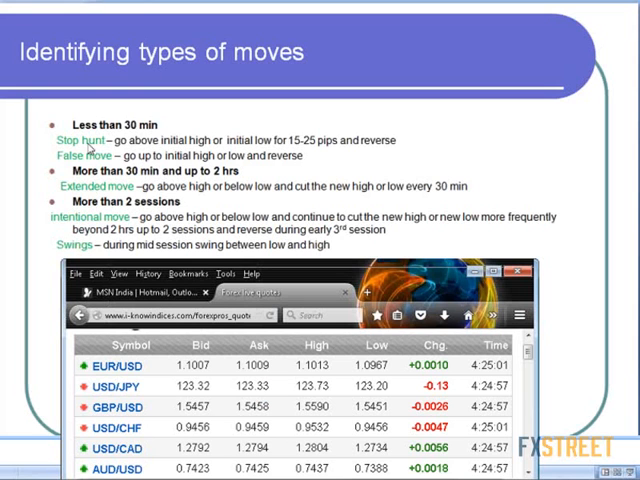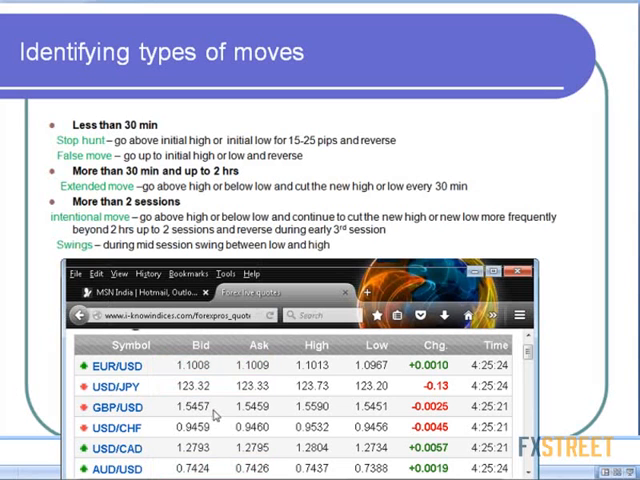Then the stop and the false move happen in less than 30 minutes. They try to pretend as if they are going to rise and then drop, or pretend as if it is going to drop and then rise. Then the extended move is the one where they hold below the initial low and the new low, like in the case of GBP. For 2 hours, they will hold it like this.